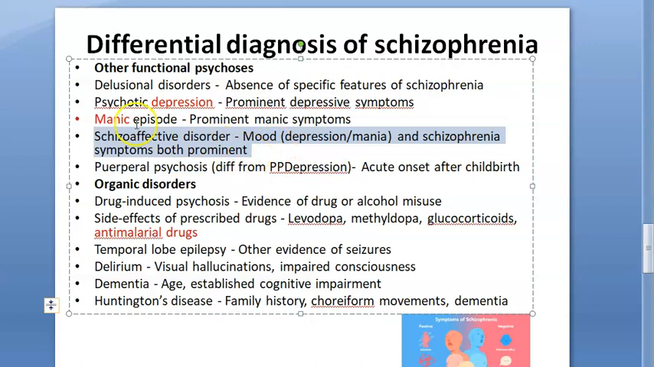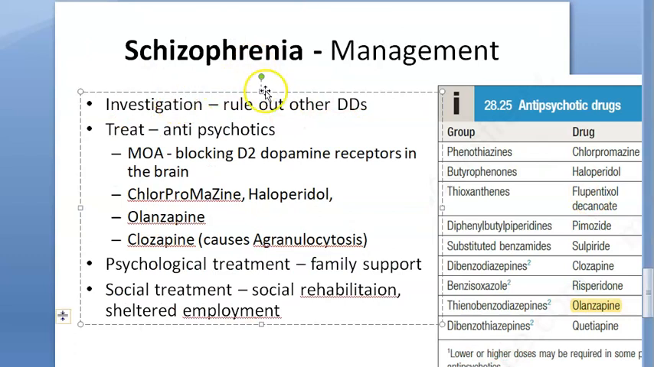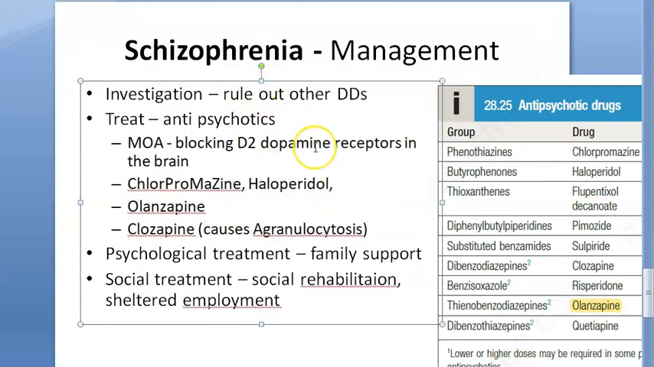Or if there is some manic episode or depression or delusional disorder, or schizoaffective disorder where there is mood disturbance, that is depression or mania, along with schizophrenia symptoms. So you have to rule out many of these conditions, and once you have decided that it is not other psychosis or organic disease, then you can treat. How will you treat? With antipsychotics.